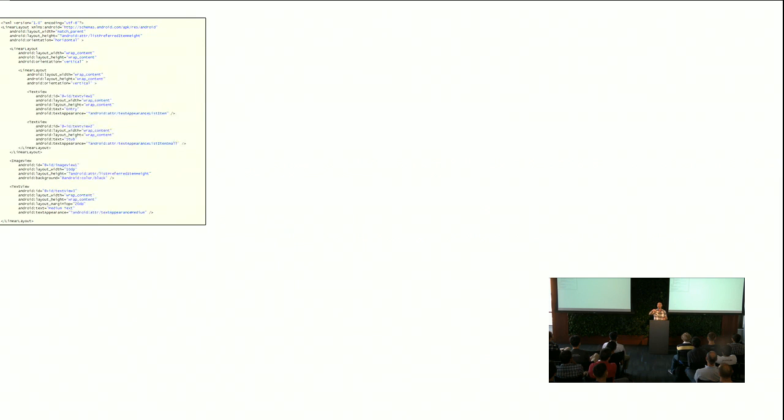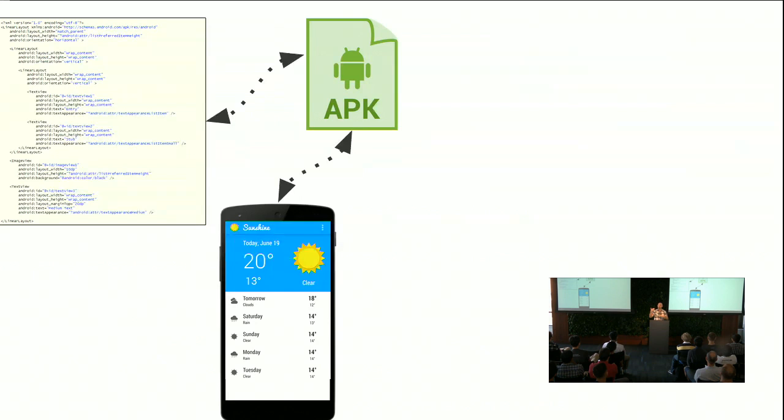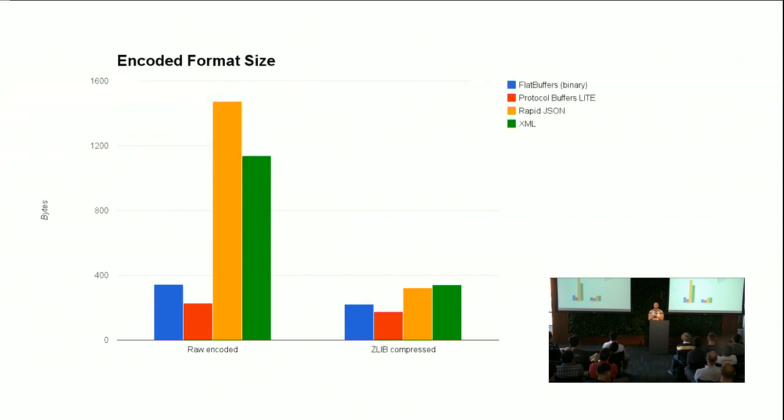Tangent really quick. By the way, this does not apply to the XML that your Android app uses for layouts and stuff like that. All of that XML data is compiled into binary serialized data that's fast to load and put into your APK so that your load time is extremely quick. Funny how we did this for our stuff, but not for your stuff. Anyhow, back to FlatBuffers, okay?